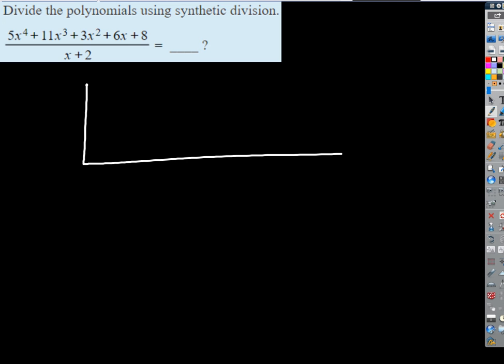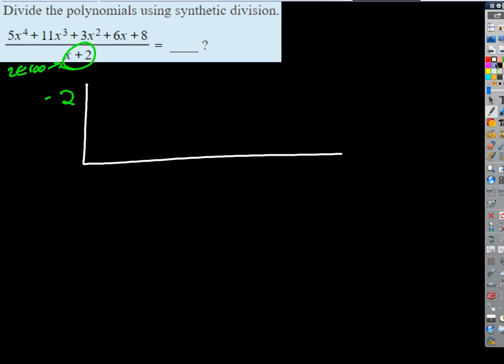Synthetic division is very simple, right? Remember, it's only numbers. We don't have any variables in this. So what's the number in this case that goes out front? -2. -2, good, because it's the zero of the denominator, right? The value of x that makes the bottom 0, okay? So that goes out front.